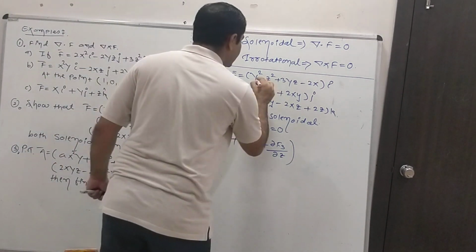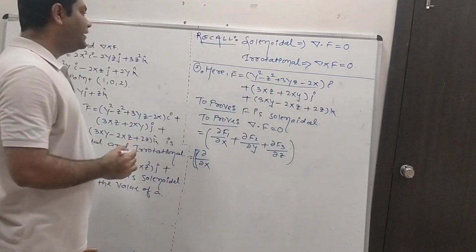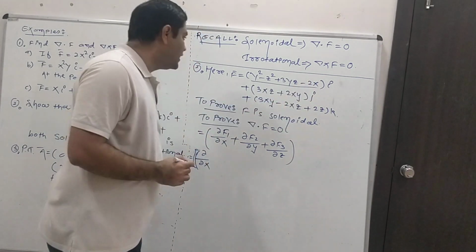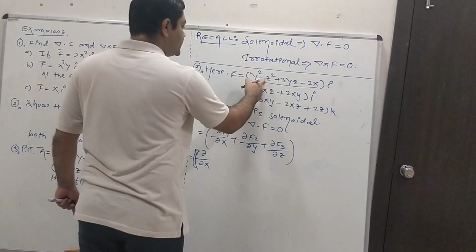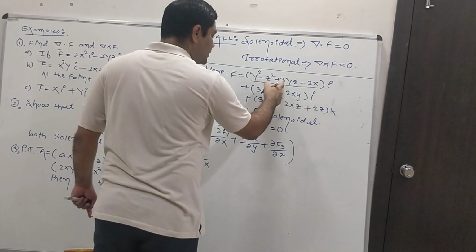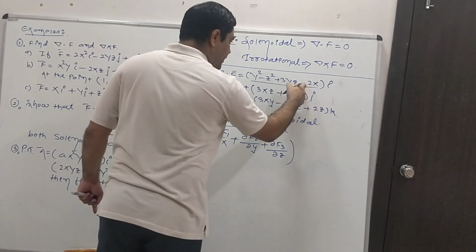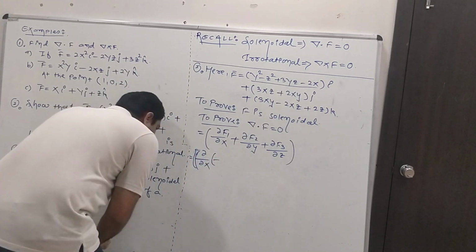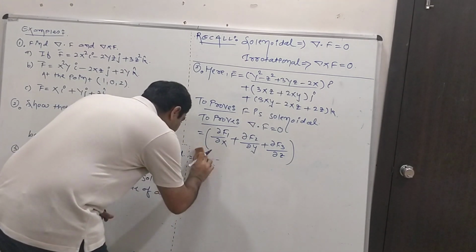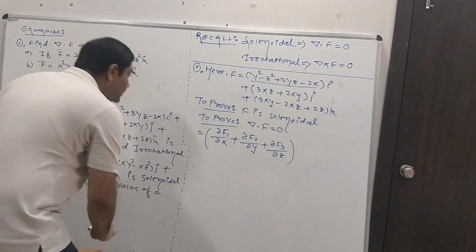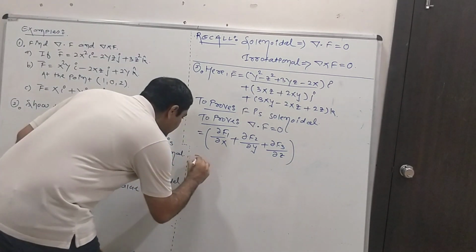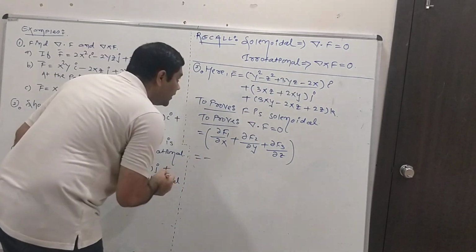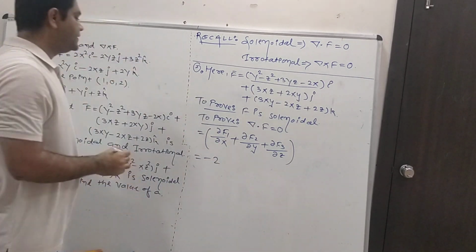Okay, what is F1? This is F1. So I am directly finding the partial derivative of this function with respect to x. So this becomes 0. This becomes 0, there is no x. This term is also 0. And x is 1. 1 into minus 2 is minus 2. So this is minus 2.